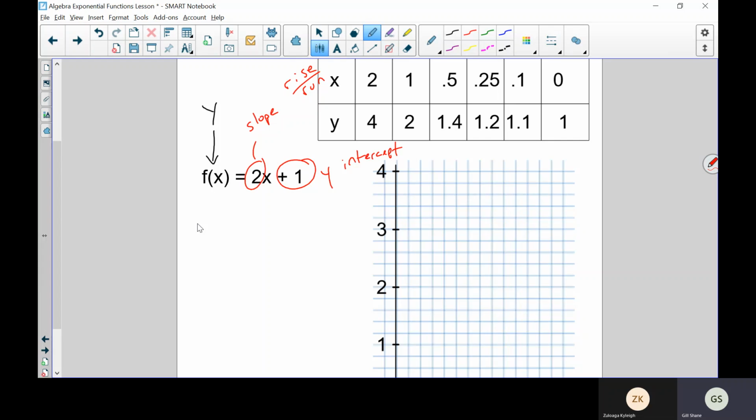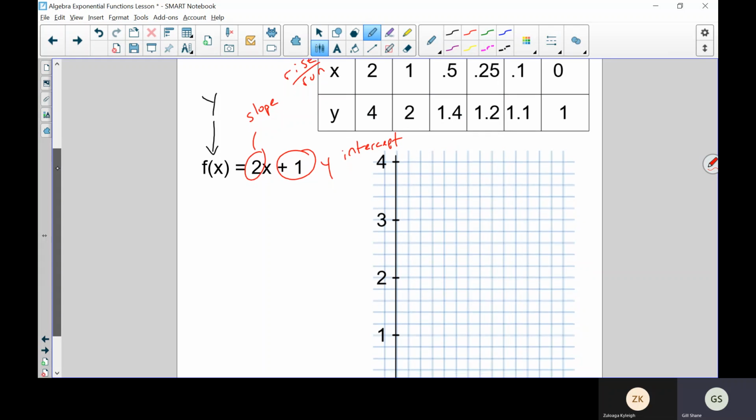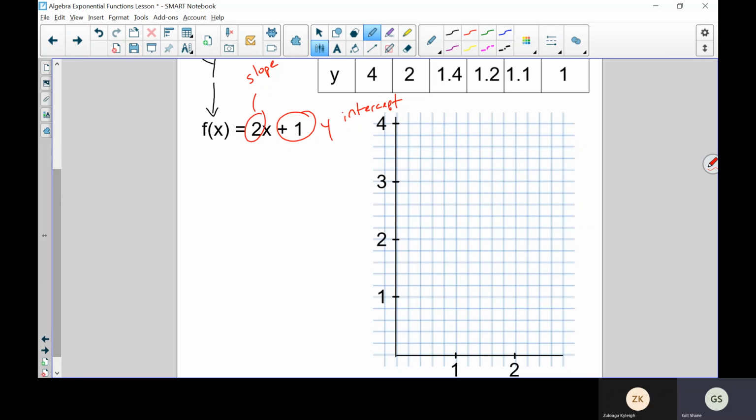So my starting value is always the y-intercept, because I know where that's going to go. It's going to go on the y-axis. That's where the line is going to cross the y-axis. So I know there's a point there. It's positive 1 in this case. So I put a point on positive 1 on the y-axis. Here's my first point.